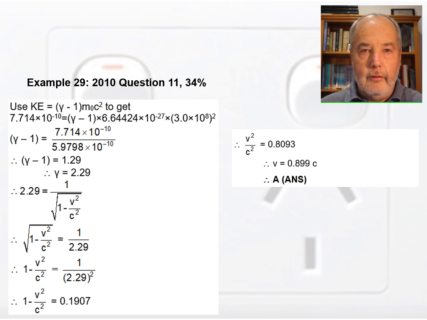Use the kinetic energy is equal to gamma minus 1 m naught c squared to find out what gamma is. Once you know that gamma is 2.29, substitute in and find out what the speed is, and that gives me v is equal to 0.9c, so the answer is A.